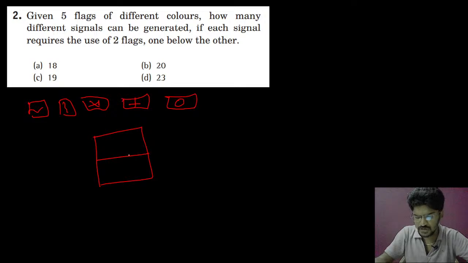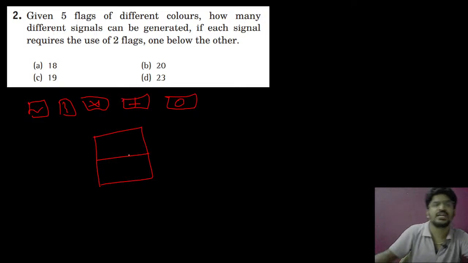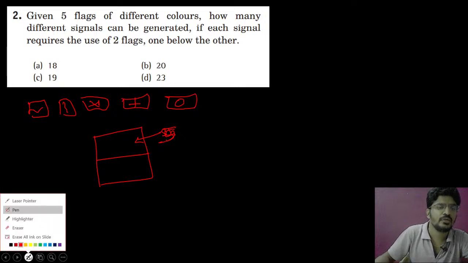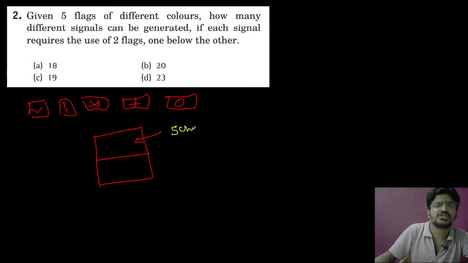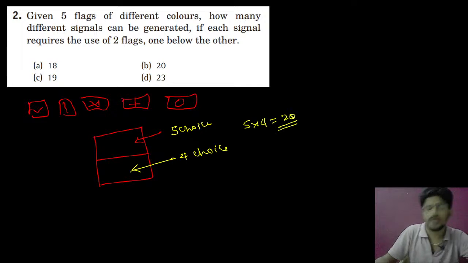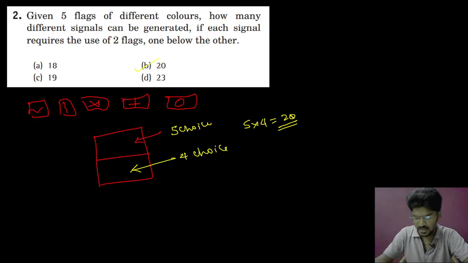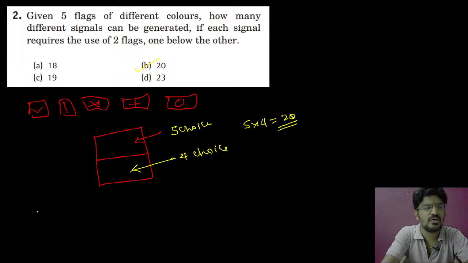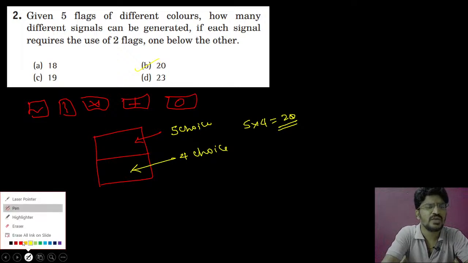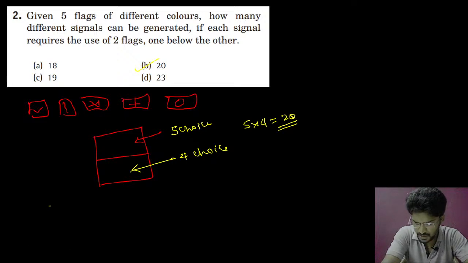Very good. Most of you are giving the right answer. You just see, I have 5 choices for the first, and for the second, I have 4 choices. How many totally? 5 into 4, that will be 20. Very good. So option B is the correct answer. All of you have given the correct answer. Keep it up so that we can quickly go for the next problem.